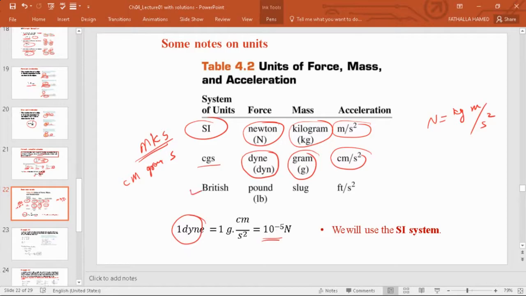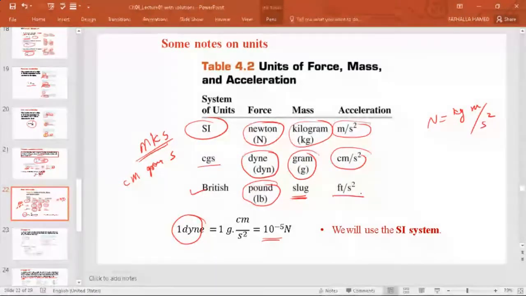Now in the British system, they use the pound for force, the slug for mass, and feet per second squared for acceleration. But of course, most books nowadays use the SI units. But if you encounter different textbooks or situations where these units are used, you understand what they mean. Is this clear? So that's basically what we wanted to explain.